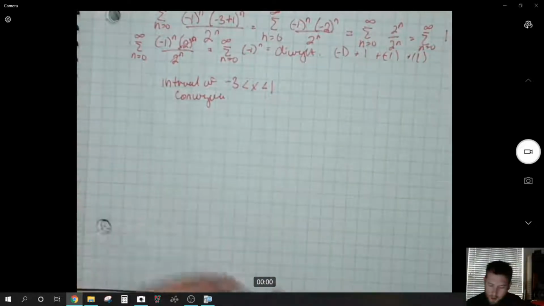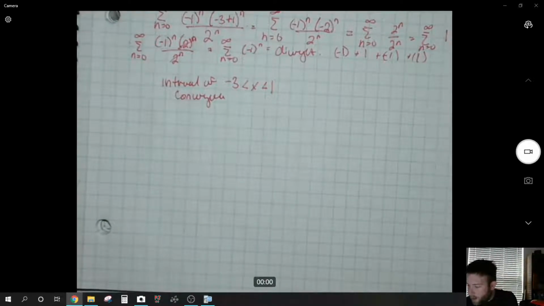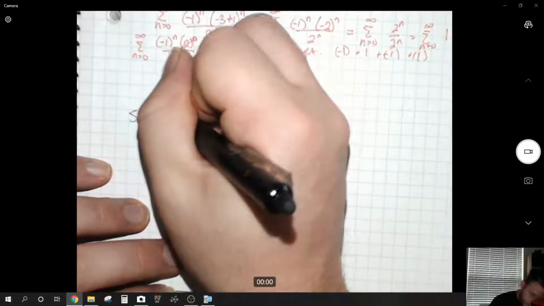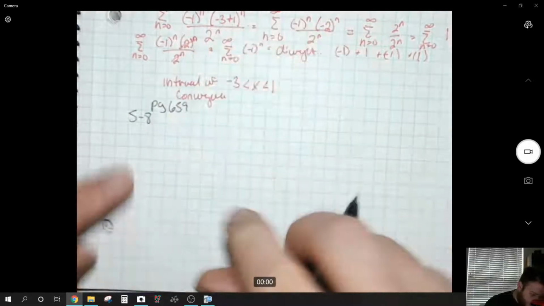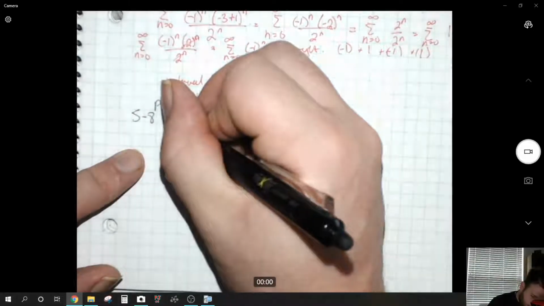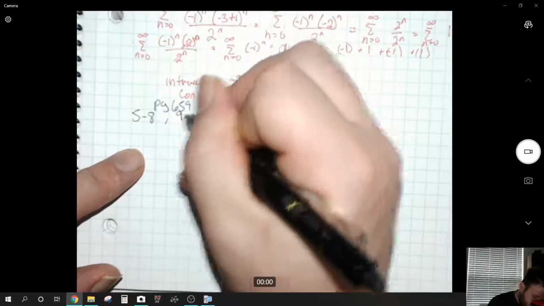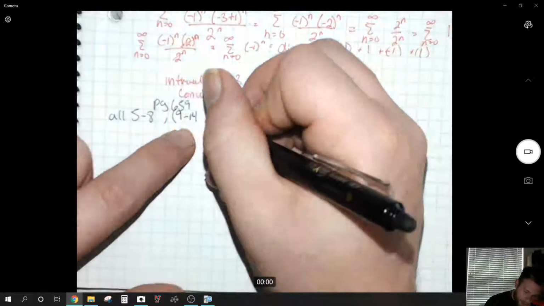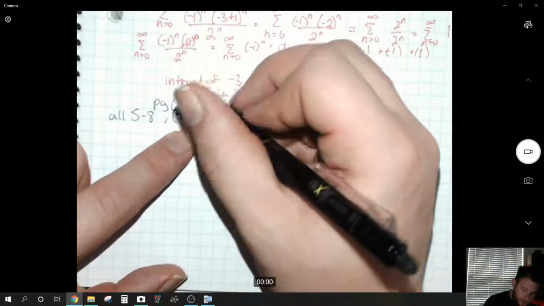Okay, so let me quickly describe the homework for you. So first off, 5 through 8, I want you to go ahead and do all of them. This is on page 659. And once you do all of them, it's simply finding the center. 9 through 14, from this point on, do odds. 9 through 14 is finding the radius.